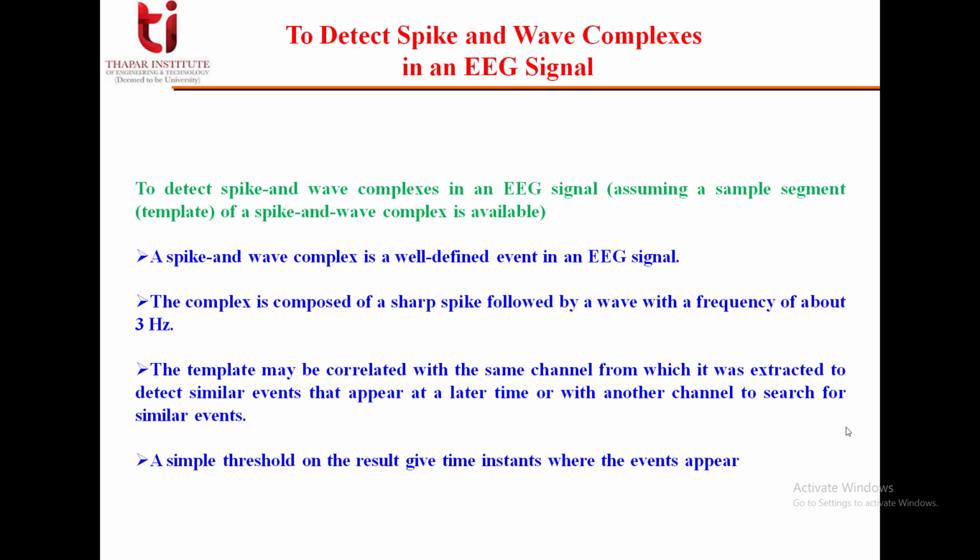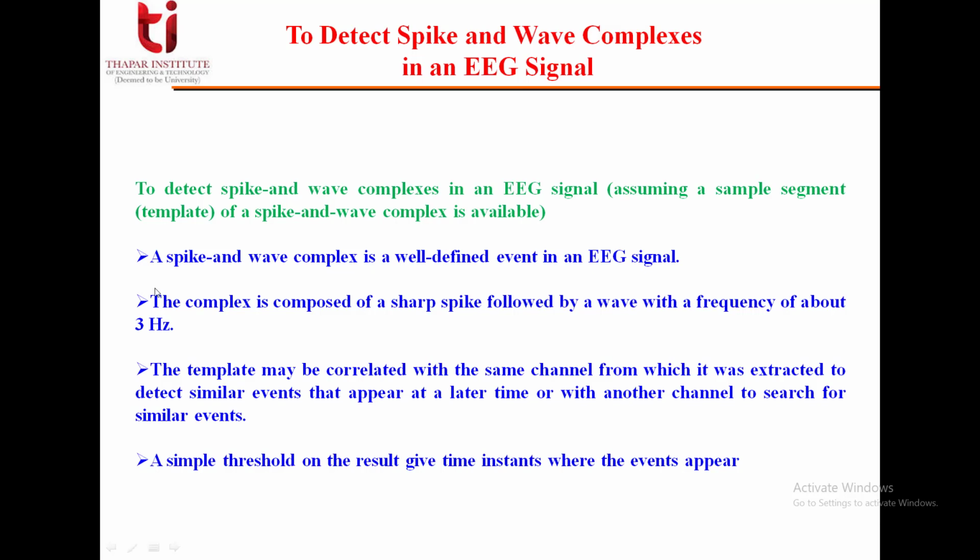So we know that a spike and wave complex is a well-defined event in an EEG signal, and this complex is composed of a sharp spike followed by a wave with a frequency of about 3 Hz. So that makes a spike and wave complex.